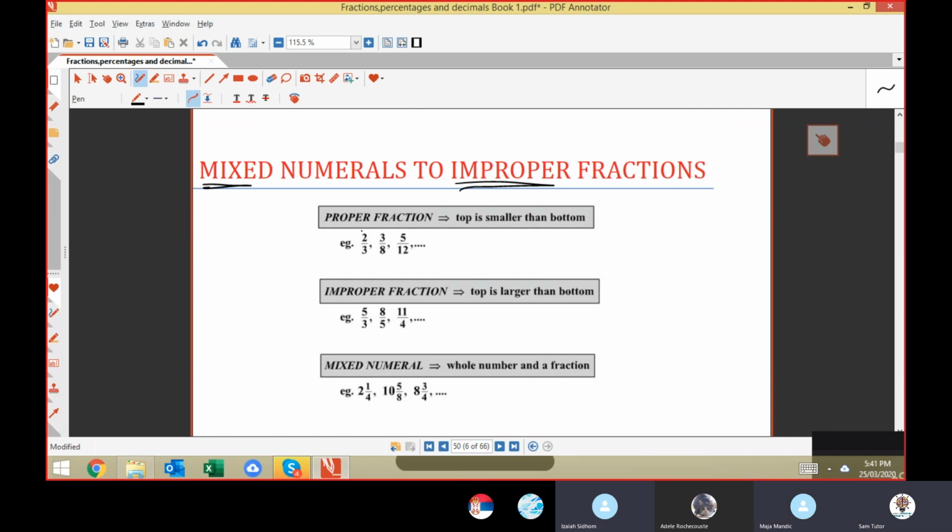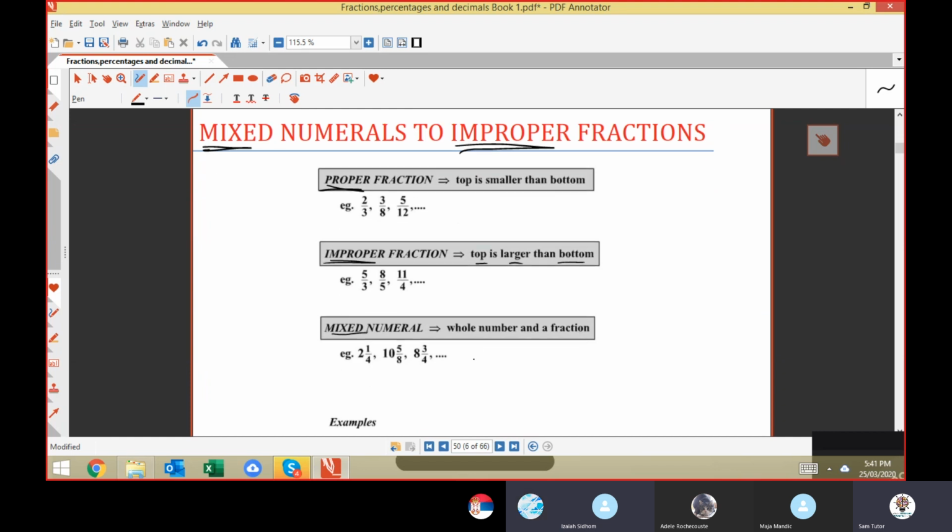Oh, okay. Proper fraction: the top is smaller than the bottom. Improper fraction: the top is larger than the bottom. Mixed numeral: it's a whole number and a fraction. So something like this. Proper fraction, top is smaller. Improper fraction, top is bigger. Mixed numeral, you have a whole number and a fraction. All right, does that make sense to everybody?